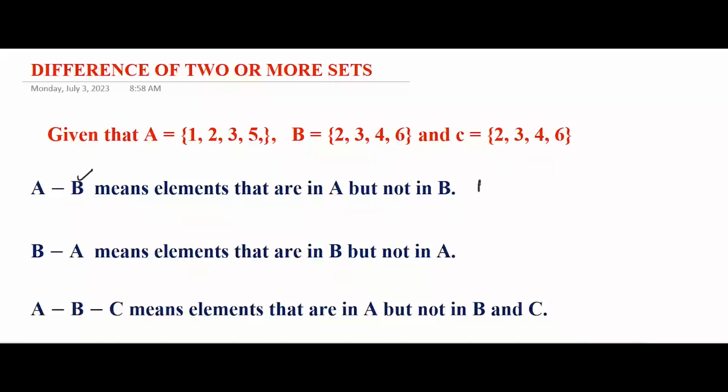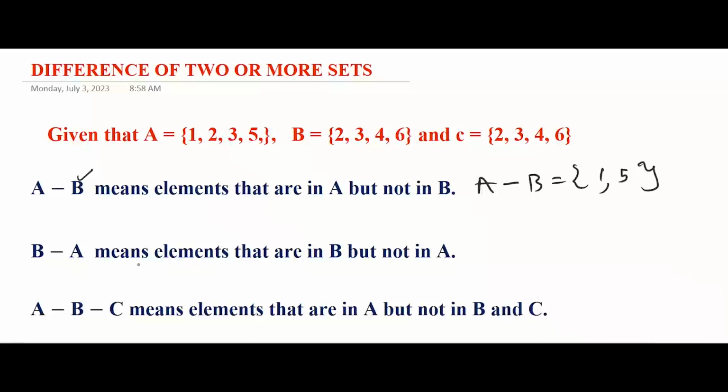So in this case now, A difference B will be all the elements in A that are not in set B. We don't have 1 in set B, so I'll write 1. We have 2 in set B, I'll not write it. We have 3 in set B, I'll not write it. We don't have 5 in set B, so I'll write it. So all the elements that are in set A but are not in set B are 1 and 5. That implies that A difference B is 1, 5.